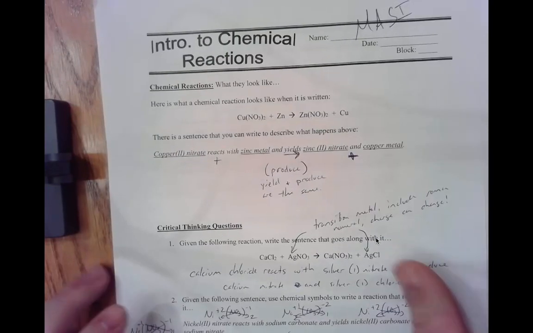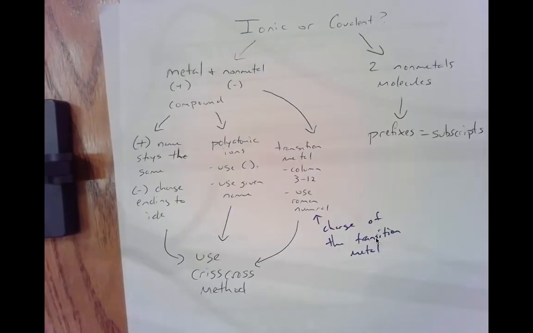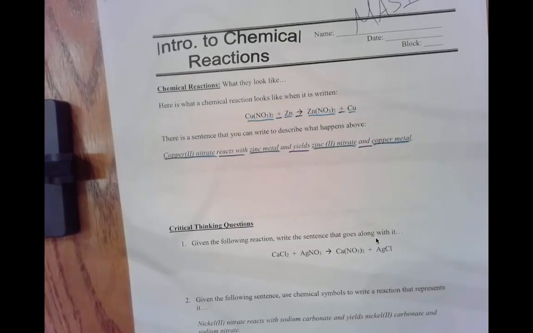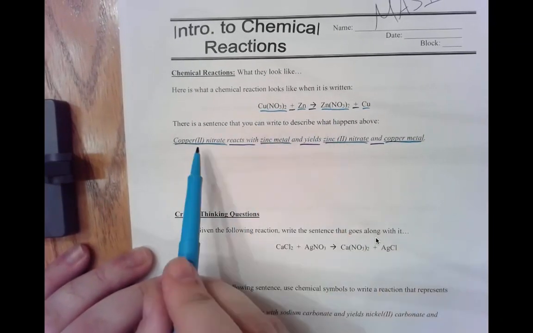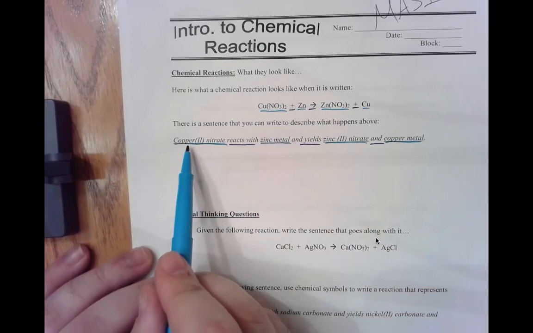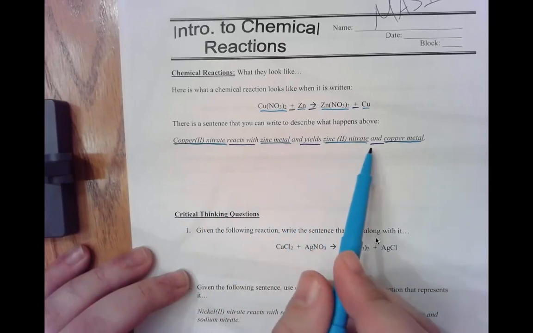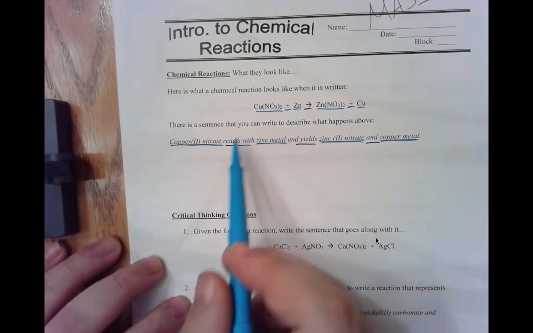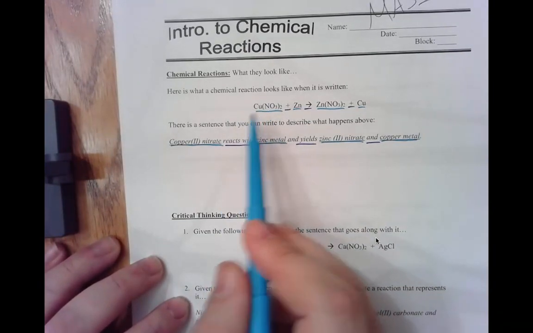So let's look at this first example up here. Oh, that's the wrong sheet. That one's got all the answers on it. So we'll look over here at the one we'll take notes on. Right here is the formula. Beneath it is a sentence that describes it. It tells us copper 2 nitrate reacts with zinc metal and yields zinc 2 nitrate and copper 2 metal. You may have noticed that I color coded it a little bit to help guide our thinking. Everything in this sentence correlates to the reaction in front of us.